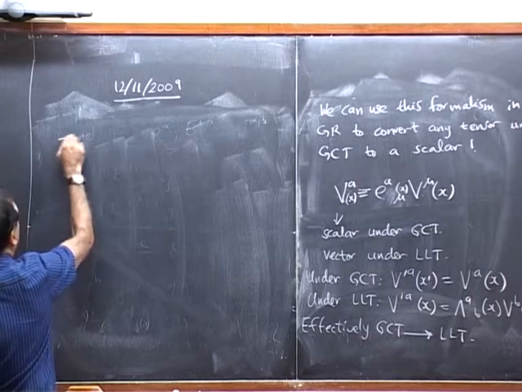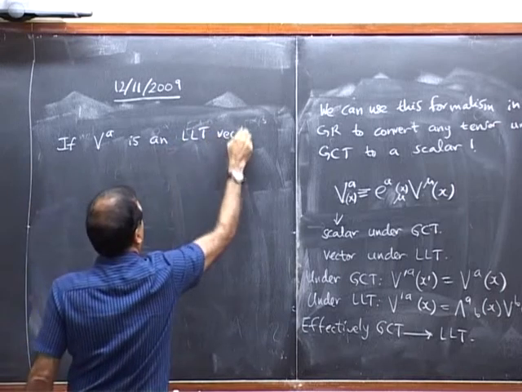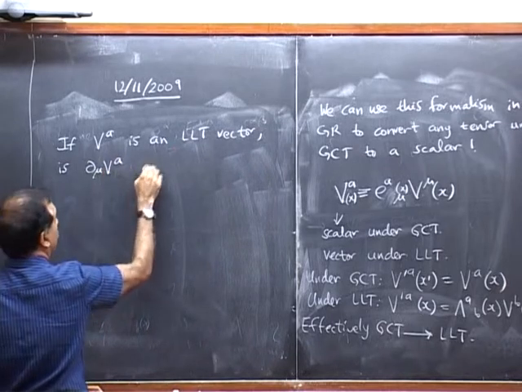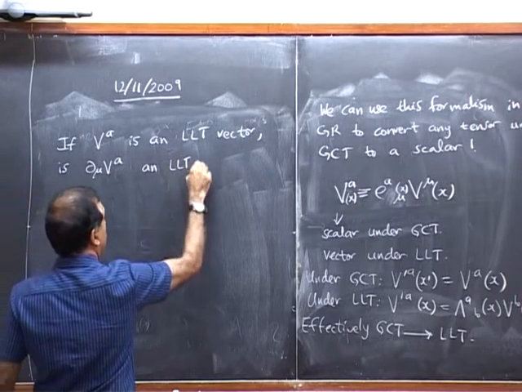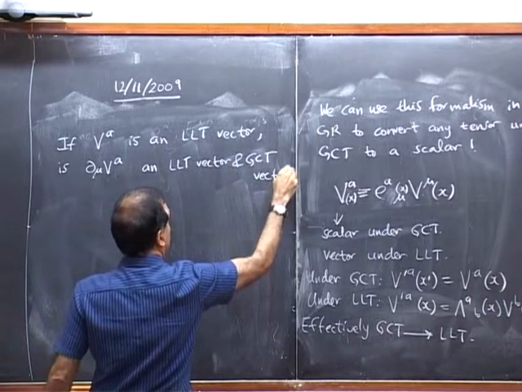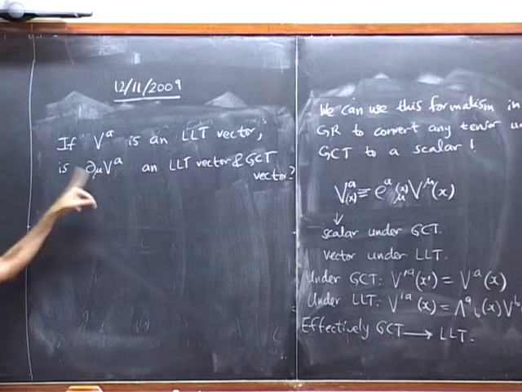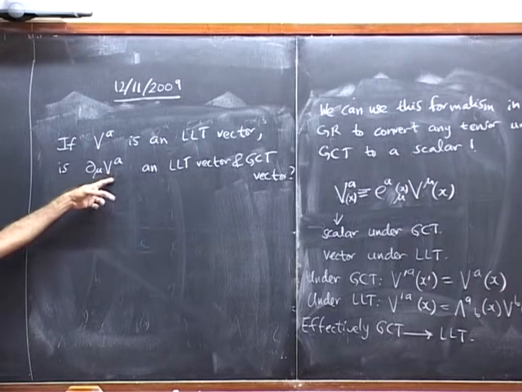If VA is an LLP vector, is d mu VA what we expect? What we expect from its synthesis is that it should be an LLT vector and GCT vector. Remember that d mu means d by d x mu. X mu is a coordinate. So x mu cannot be converted into something which doesn't know about coordinate transformation. It is the coordinate. So d by dx mu is differentiation with respect to coordinate.